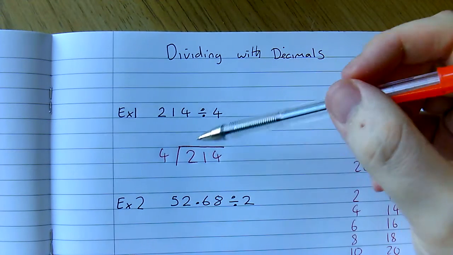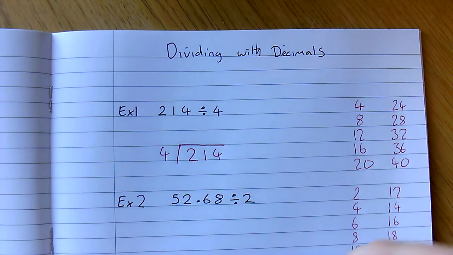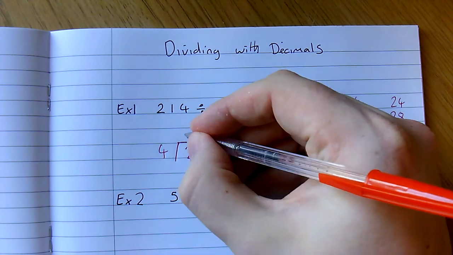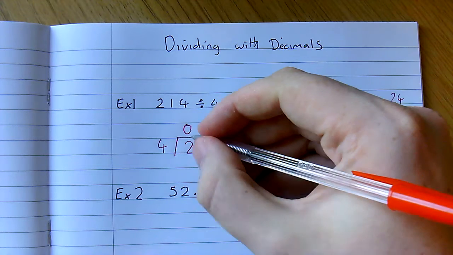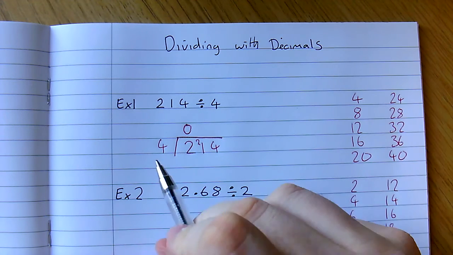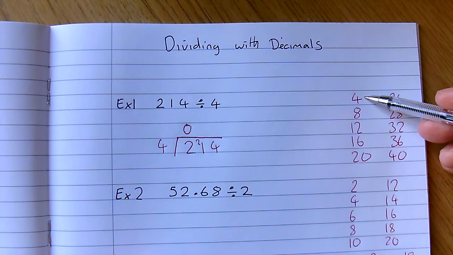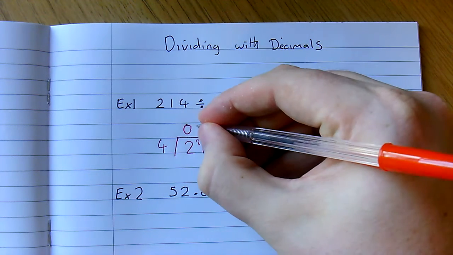I now need to see how many 4s go into 2. Now obviously the times tables are here if I need them. You might not need them, but I've written them out just in case. So 4 goes into 2. No, it doesn't. However, I haven't used any of this 2, so I'm going to carry that over here. Does 4 go into 21? 1, 2, 3, 4, 5. Okay, it goes in there 5 times.